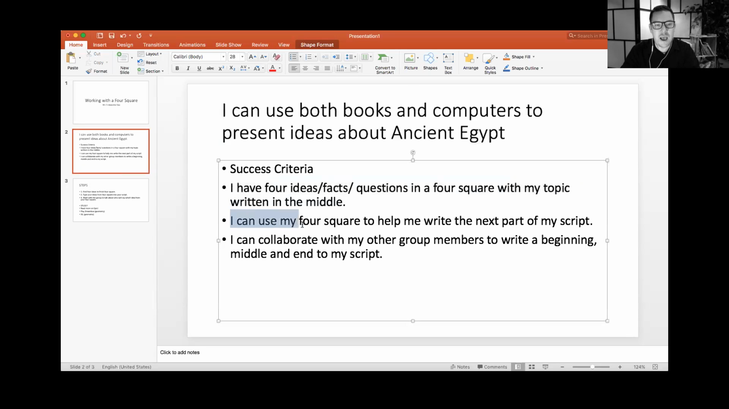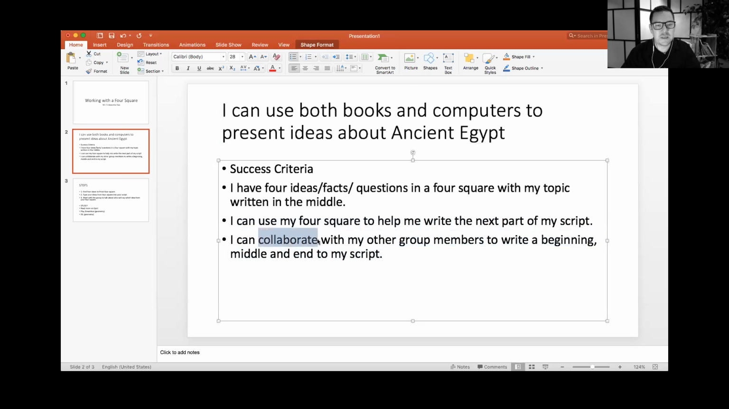All right. Number two is I can use my Foursquare to help me write the next part of my script. So that means you need to have your Foursquare open and in front of you when you move on to the next stage. Using your graphic organizer will help you write your ideas. Okay. And the next part here is I can collaborate, there's that word again, with my other group members to write a beginning, middle, and end to my script. So you need to collaborate.